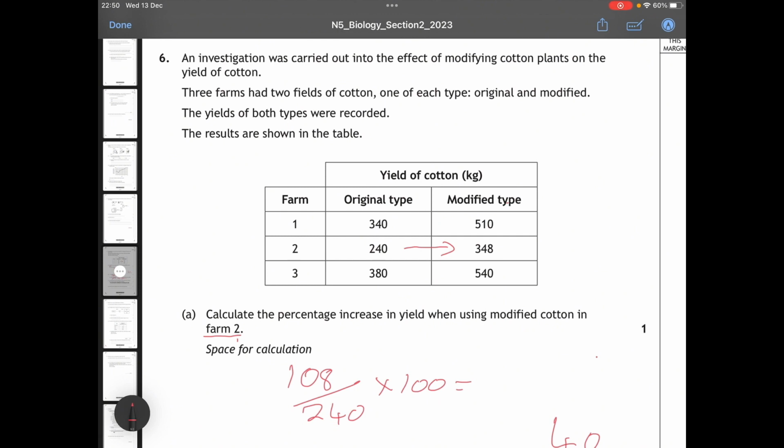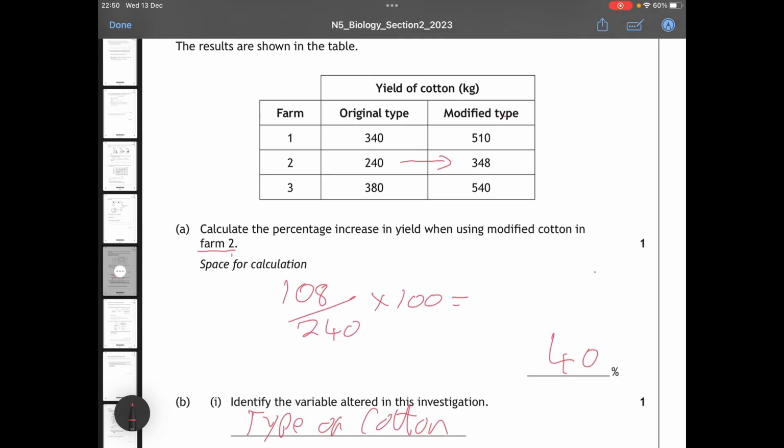So for farms 1, 2 and 3, so for each farm and for each type, use more than one field to measure our results from. Okay, and this is quite important in science because it gets rid of any anomalies. What if one of these fields, for example, this very low one here, what if that 240 in the middle there had been due to, for example, something that had polluted the field, okay, or a lack of nutrients? So just to use one field for each type is less reliable. Okay.